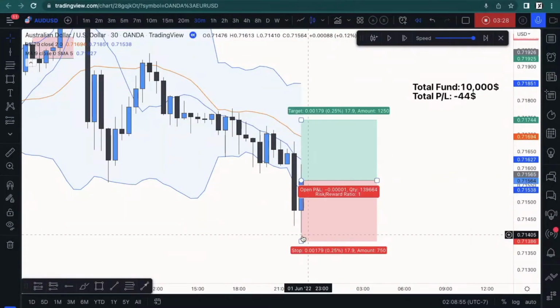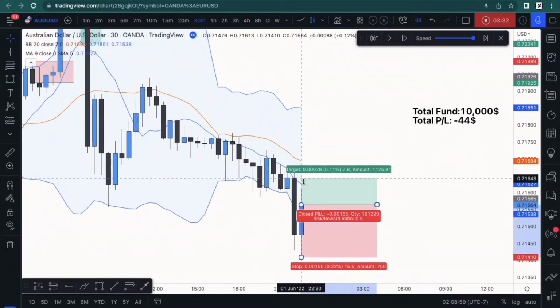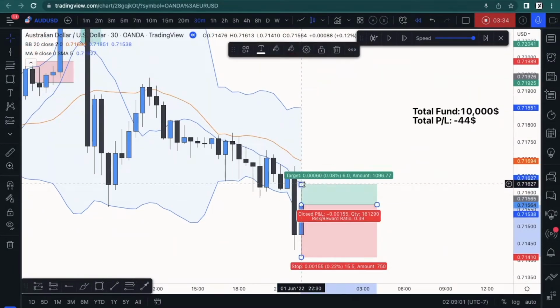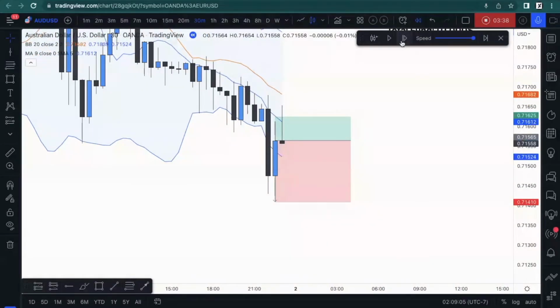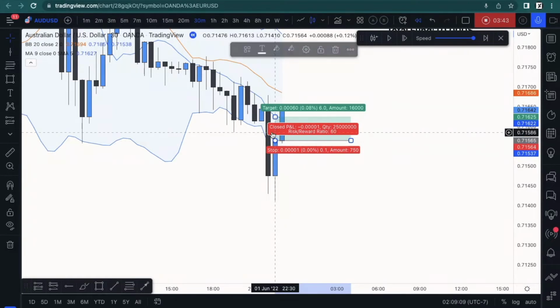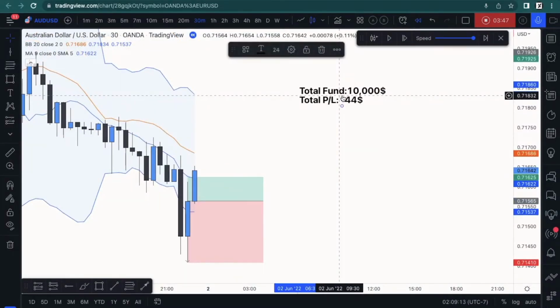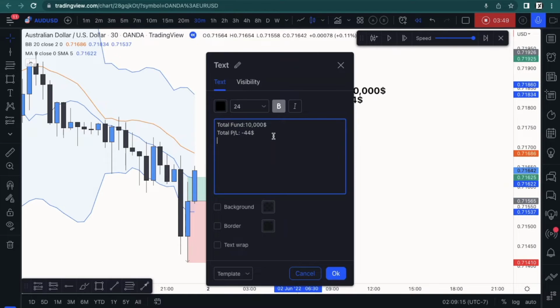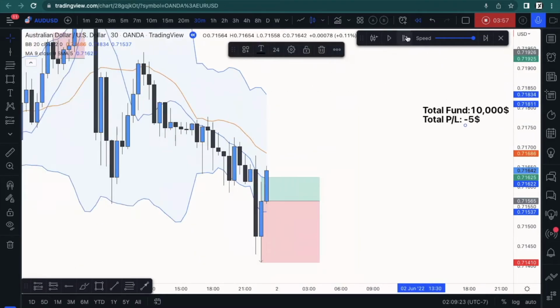So we're going to take our entry here, put our stop loss below the swing low, and our TP at the moving average. So this is just another 0.39 risk to reward trade, and it does smash our TP level, but only, sorry, what was it? Okay, so it's like 0.39, so $39 of profit. So overall we are at $5 of loss. Okay, so let's keep on backtesting.